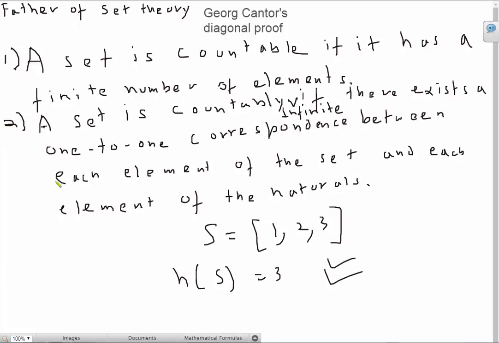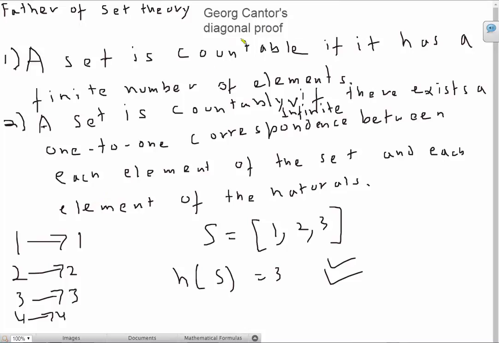the second definition is called the axiom of infinity. It might be somewhat tricky to grasp, but it basically states a set is countably infinite if there exists a one-to-one correspondence between each element of the set and each element of the naturals. So by this definition, the naturals are countably infinite. We can derive that. We have that 1 corresponds to 1, 2 corresponds to 2, 3 corresponds to 3, 4 to 4, and so on. And therefore, the natural numbers are countably infinite.